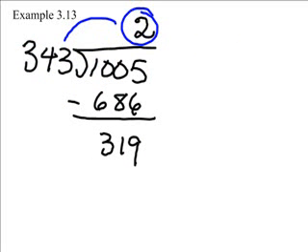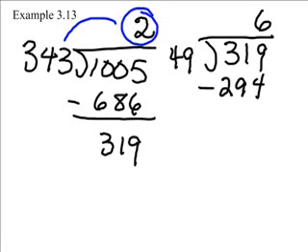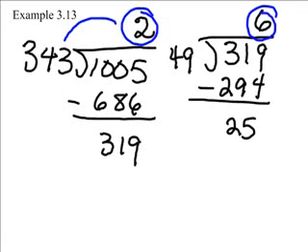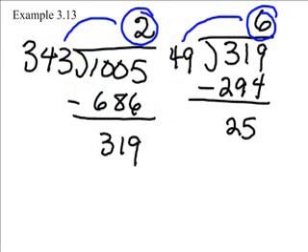Okay, now looking at our remainder, we're going to see how many 49s, which is the next place value that we need to consider, divide into 319. And that divides in 6 times with a remainder of 25. But again, before we go on, we want to take note that there are 6 49s in our number.